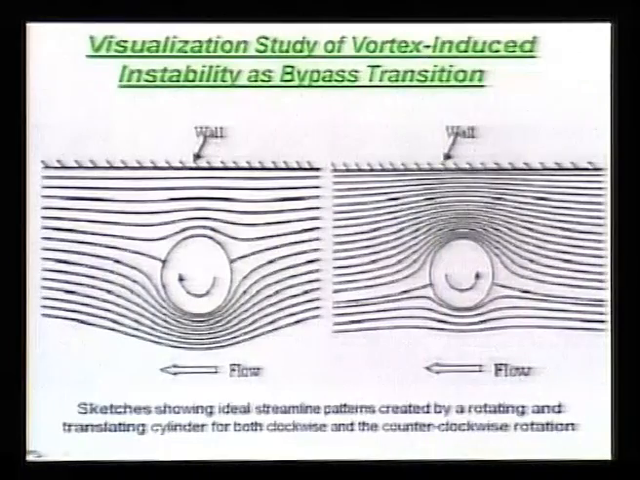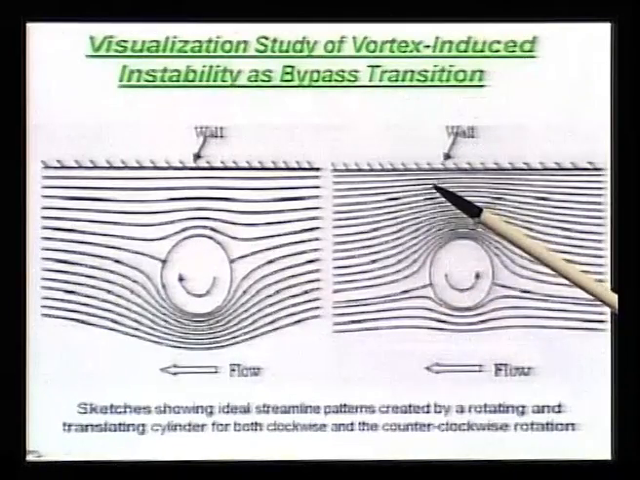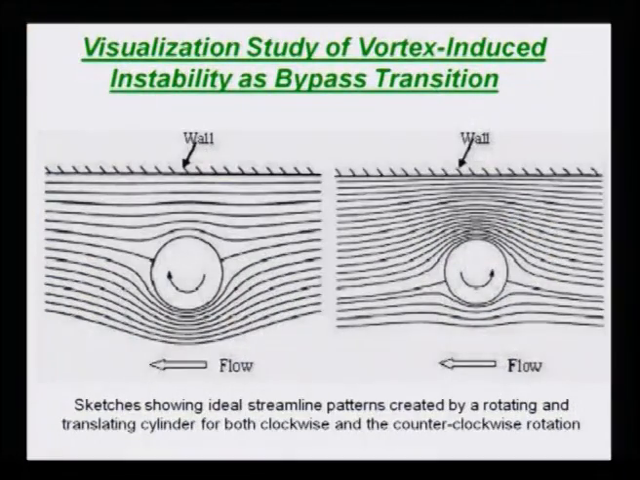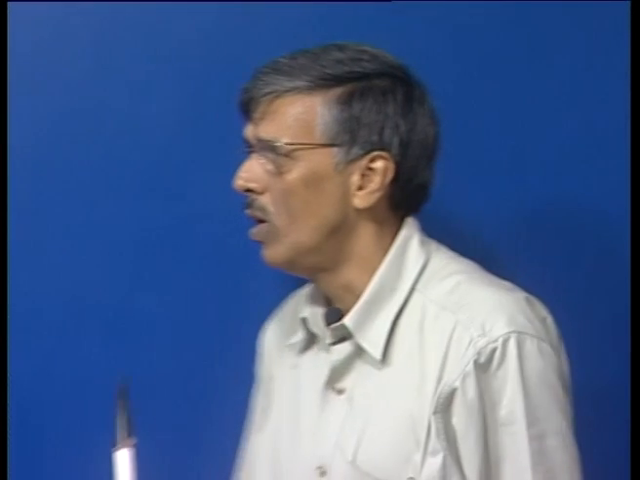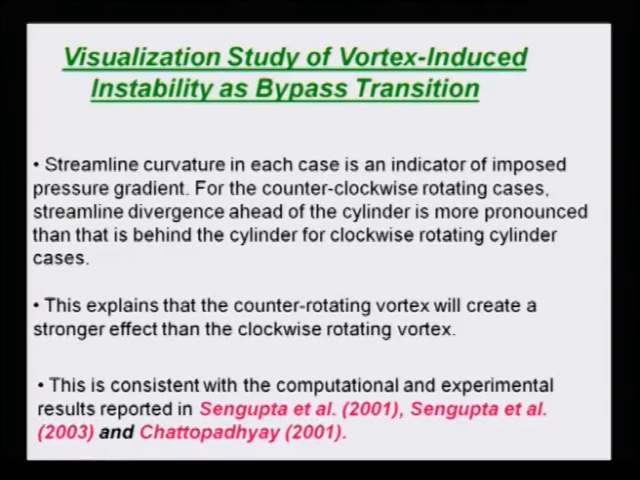Whereas, in this case, what is happening? This side is decidedly favorable pressure gradient because the streamlines are converging, and on this side flow is decidedly unstable because it is constantly unstable. Okay. So, this is the picture that we draw out of simple streamline consideration. Okay, that is precisely what we are also stating here, that the streamline curvature in each case is the indicator what kind of pressure gradient that you have imposed.